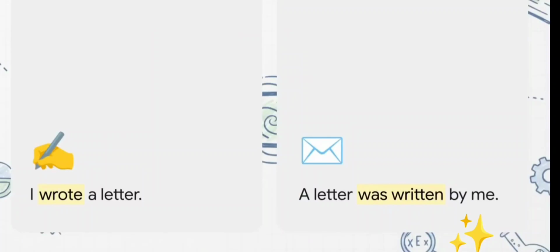Applying this formula to sentence 4 from part A, we have I wrote a letter. I is the subject, wrote is our V2 verb, and a letter is the object. Following the math exactly, the object, a letter, jumps right to the front. Wrote mathematically becomes was written. We use was because a letter is singular, and written is the V3 form of write. Finally, I becomes by me, so a letter was written by me. It's just perfect execution of the formula.